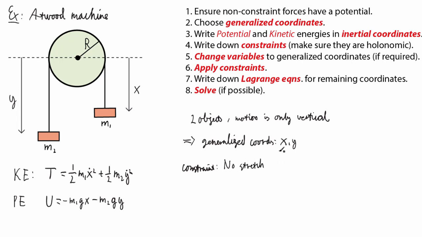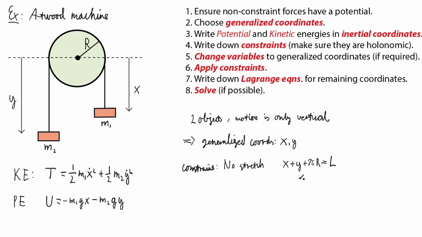So I would call this the no stretch condition. We've done this in class already. So this means we can say that x plus y plus pi r, that's the distance across the top half of this wheel here, has to equal some L that we're working with. Okay, that's the length of the wire.